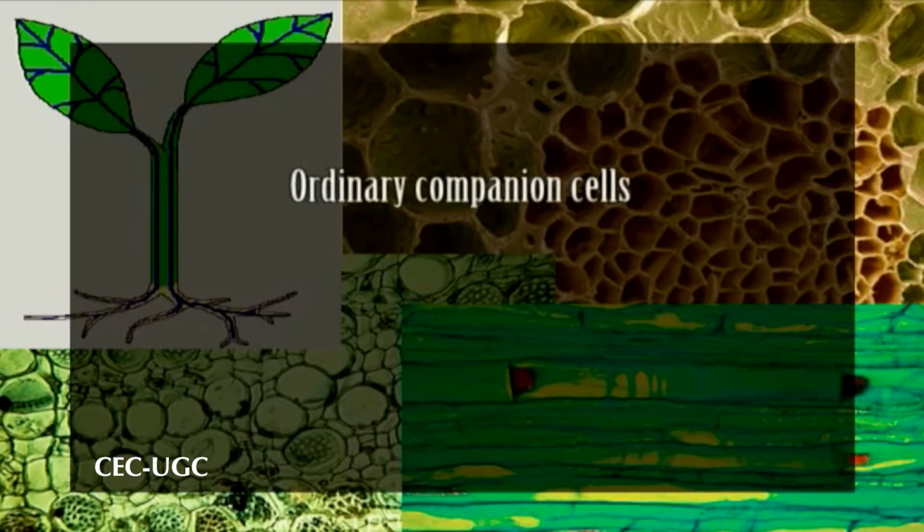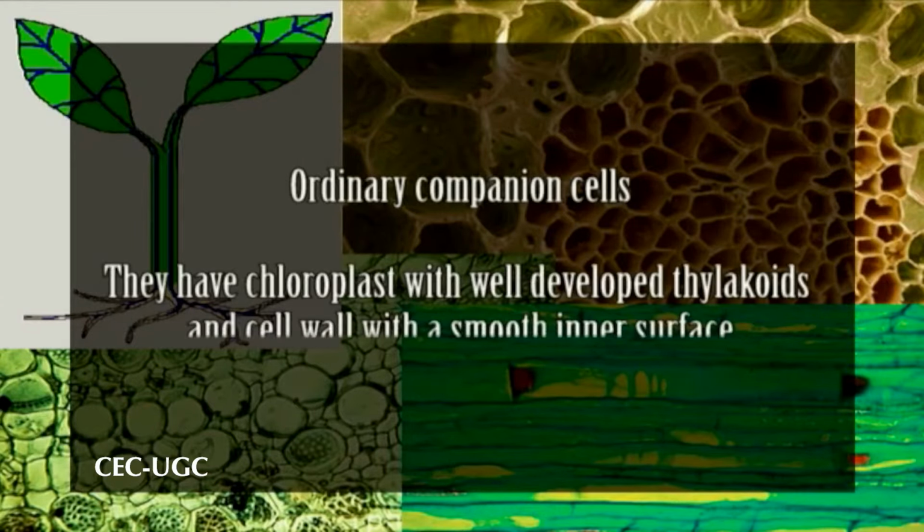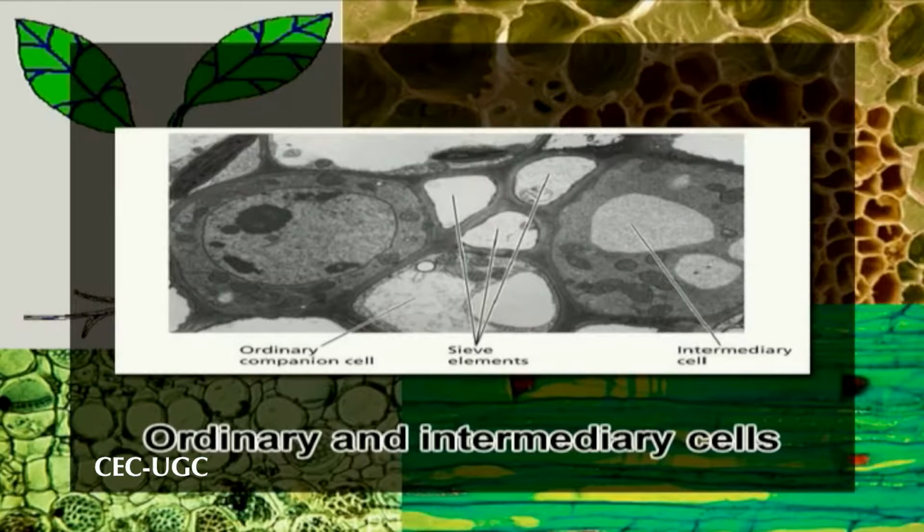Now, ordinary companion cells. They have chloroplasts with well-developed thylakoids and cell wall with smooth inner surface. Few plasmodesmata connect this type of companion cell to the surrounding cells except its own sieve element. As a result, the symplast of the sieve element and its companion cell is relatively isolated from that of surrounding cells.